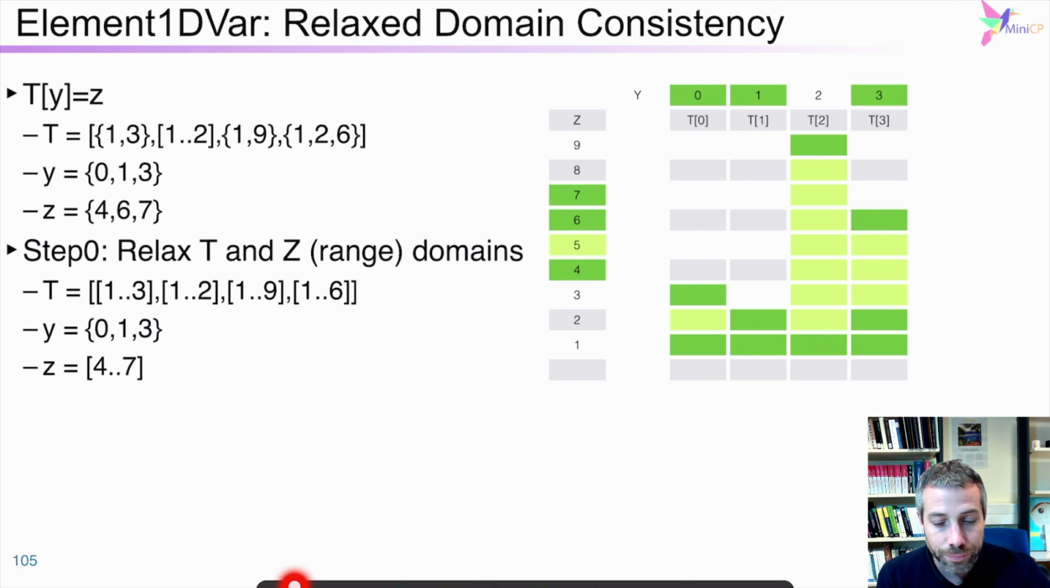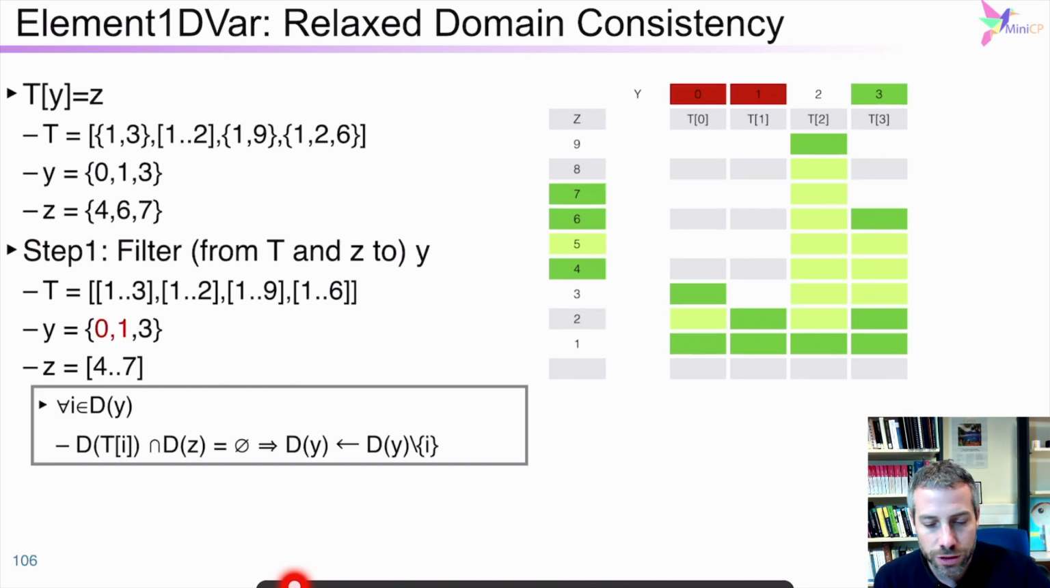Of course, because we are doing a kind of relaxed domain consistency, we will assume that the domains of T and z are ranges. I have used a light green color to say that I consider these values part of the domain when I do the filtering, so that I can really reason on bounds. You see that instead of the values 1 and 3, I've got the values 1 to 3 for the first variable in T, and this is why the value 2 is part of the domain as well. It's the same for the domain of variable z. You see that 5 is now included because I consider that it's the range from 4 up to 7.